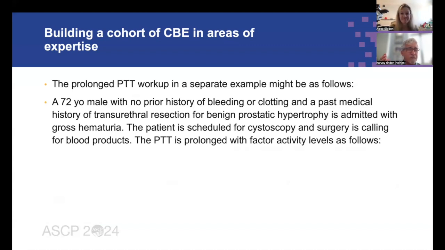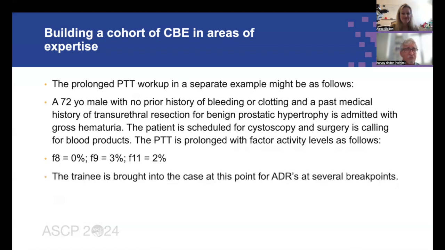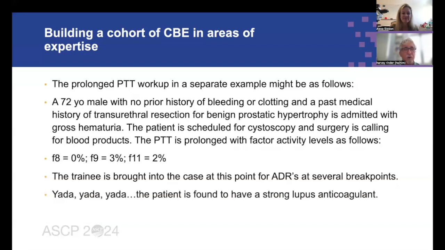We've never had this happen before. The PTT is prolonged with factor activity levels as follows. Factor 8 is 0. Factor 9 is 3%. Factor 11 is 2%. Oh my God, they have 3 congenital deficiencies. The trainee is brought into the case at this point for ADRs at several breakpoints, and so on. The patient is found to have a strong lupus anticoagulant and actually doesn't have a bleeding disorder.